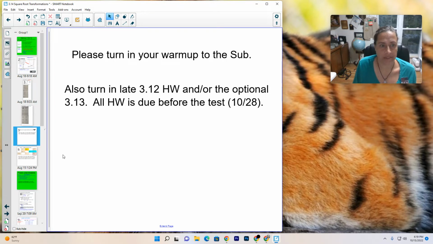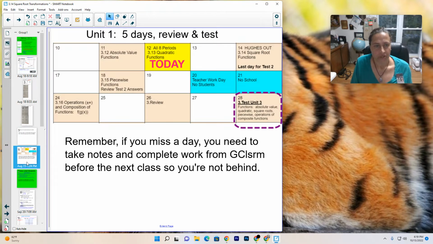Please turn in your warm-up to the sub if you did not already turn in 3.12 homework and or the optional 3.13. Turn that in. Remember, all homework is due before the test, which is the 28th. So here's our calendar. Oh, that is not today. Let's do today. Hughes is out.